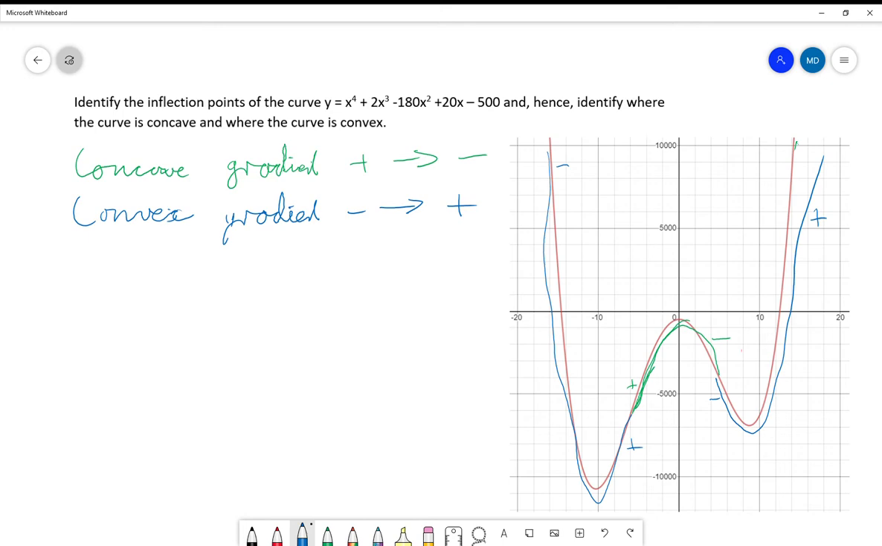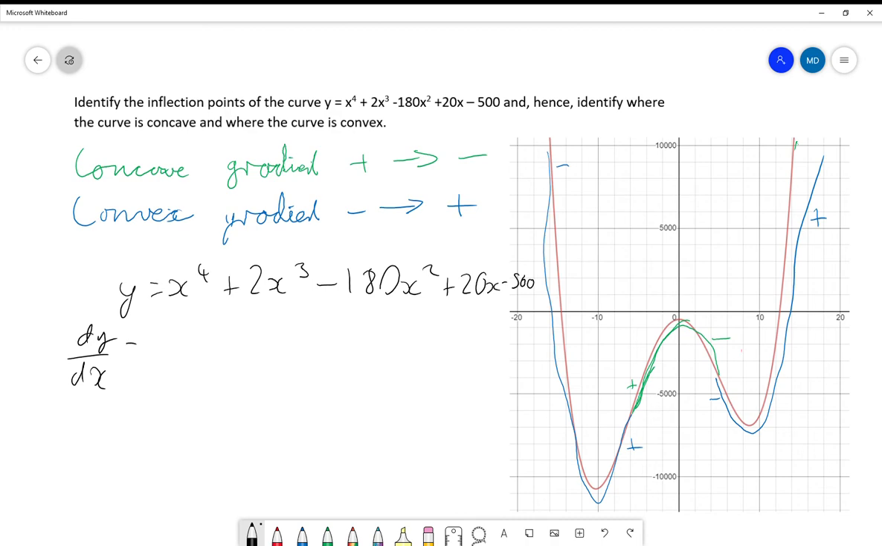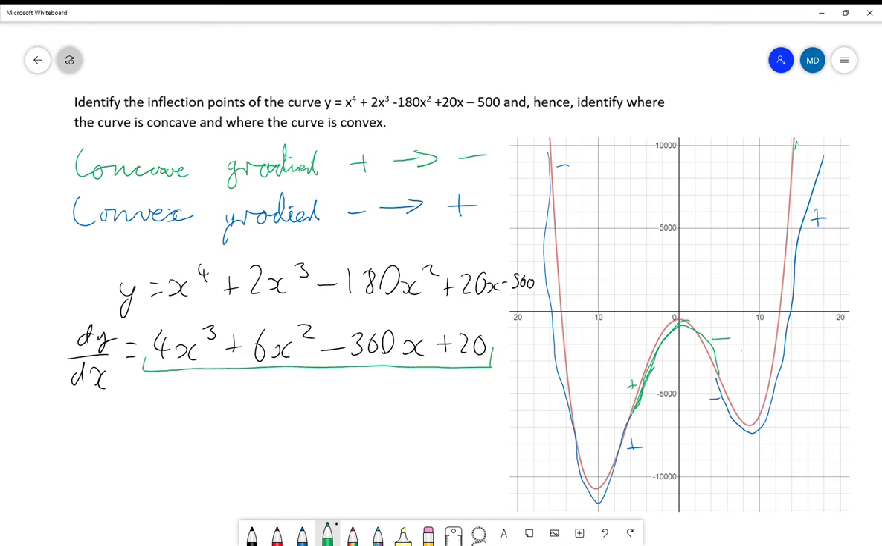So, what that tells us is that we need to consider the gradient function. So if we have y equals x to the 4 plus 2x cubed minus 180x squared plus 20x minus 500, we need to find out what dy by dx is, which is easy. We get 4x cubed plus 6x squared minus 180 times 2 is 360, x plus 20, and our constant is disappearing. And what do we want to know about this function? So this is the gradient. Well, we want to know how it's changing.